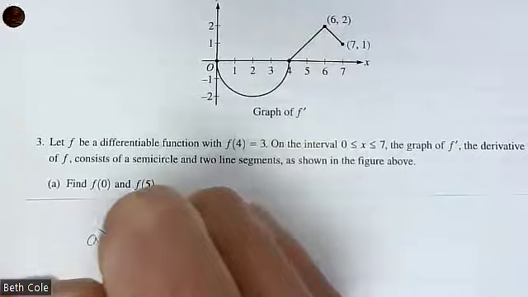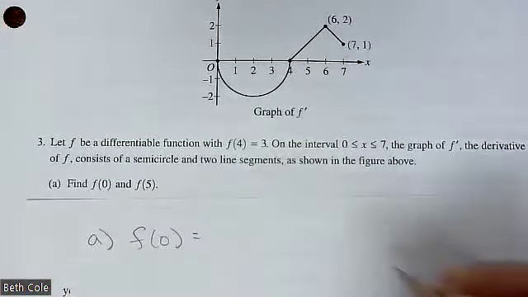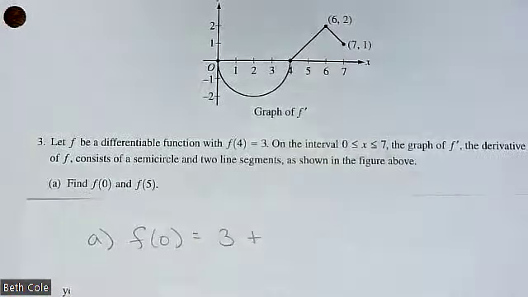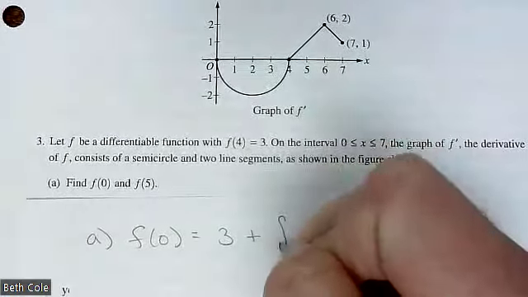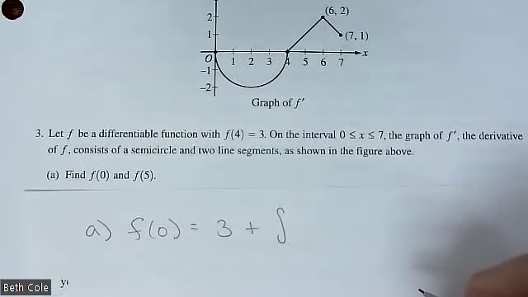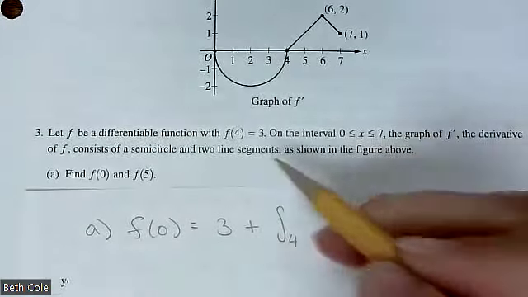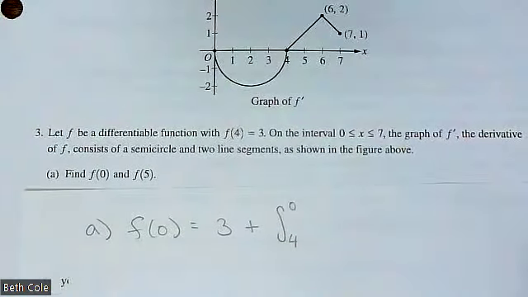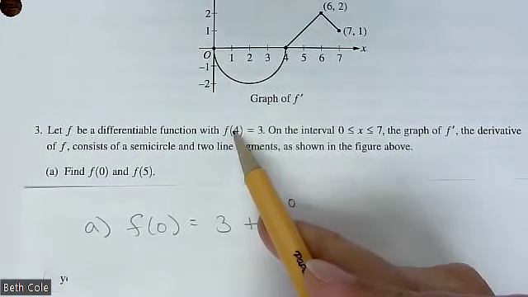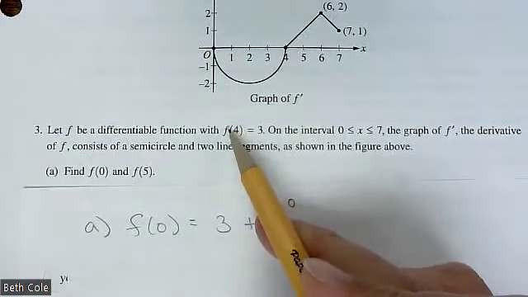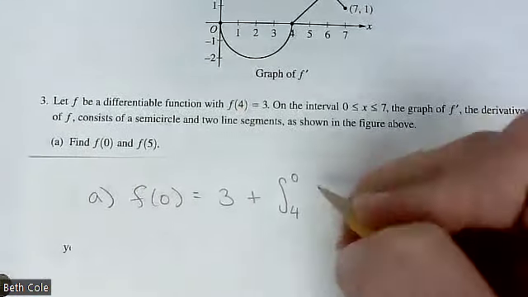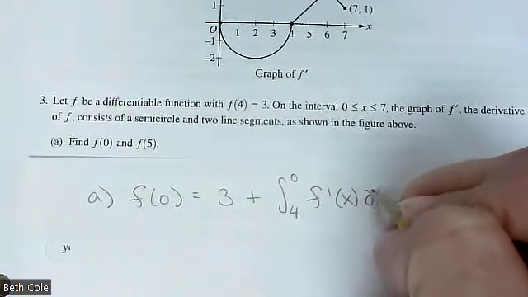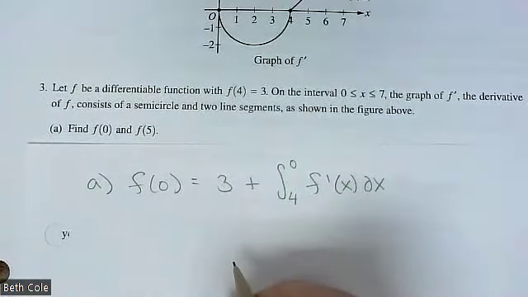All right, so letter A, f of 0, it is going to be 3 plus, where did I get that 3 from? Good, 3 plus integral from where to where? Well, 4 to 0. Why does it start at 4? Kind of because it says so. And why does it end at 0? Kind of because it says so. All right. And then the derivative is what goes in there. Here, we'll come back to that. Let's try and set up the other one.